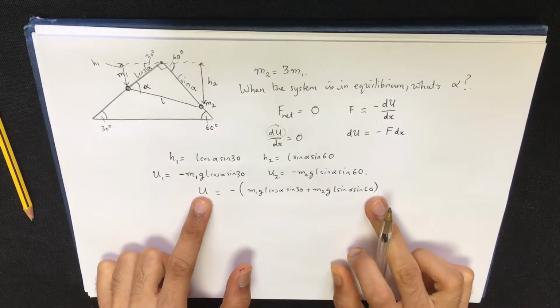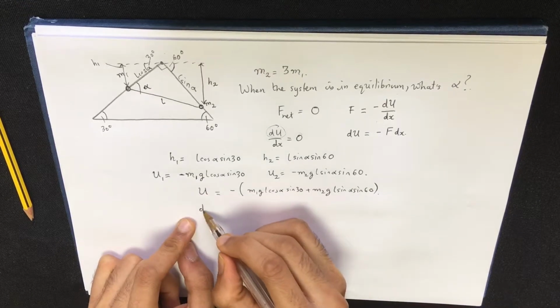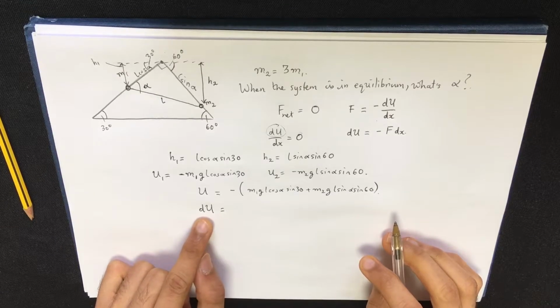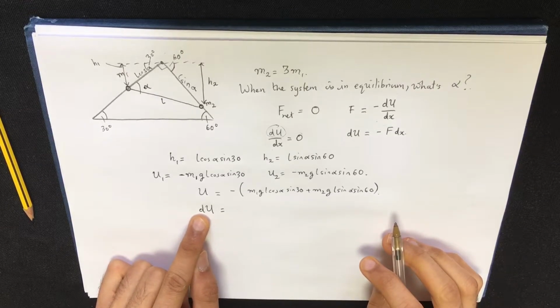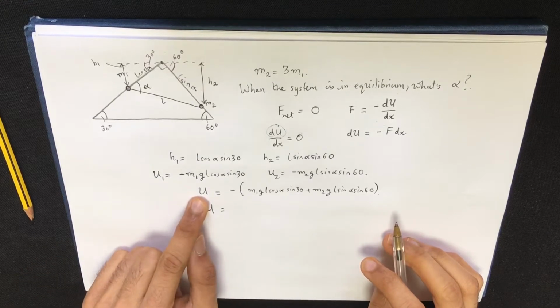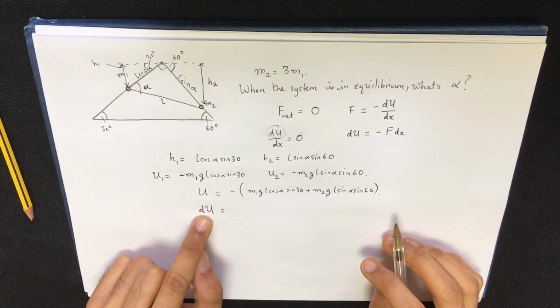Now that I've got the total potential energy of the system, I can start figuring out what dU is. So when you figure out what dU is, which is a tiny change in the potential energy, it's actually a differential change, so it's going to be really, really tiny in the limit that this becomes 0.